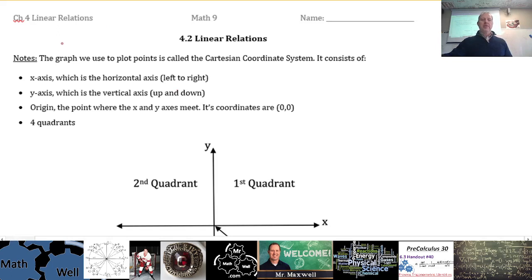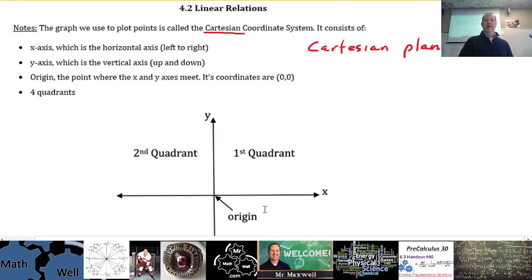So notes, the graph we use to plot the points is called the Cartesian coordinate system. I will also call it the Cartesian plane. That is also a very common name for it. And that is the XY lines, or XY axes. The X-axis, which is the horizontal, goes from left to right this way, and labeled X. The Y-axis is the vertical, up and down.